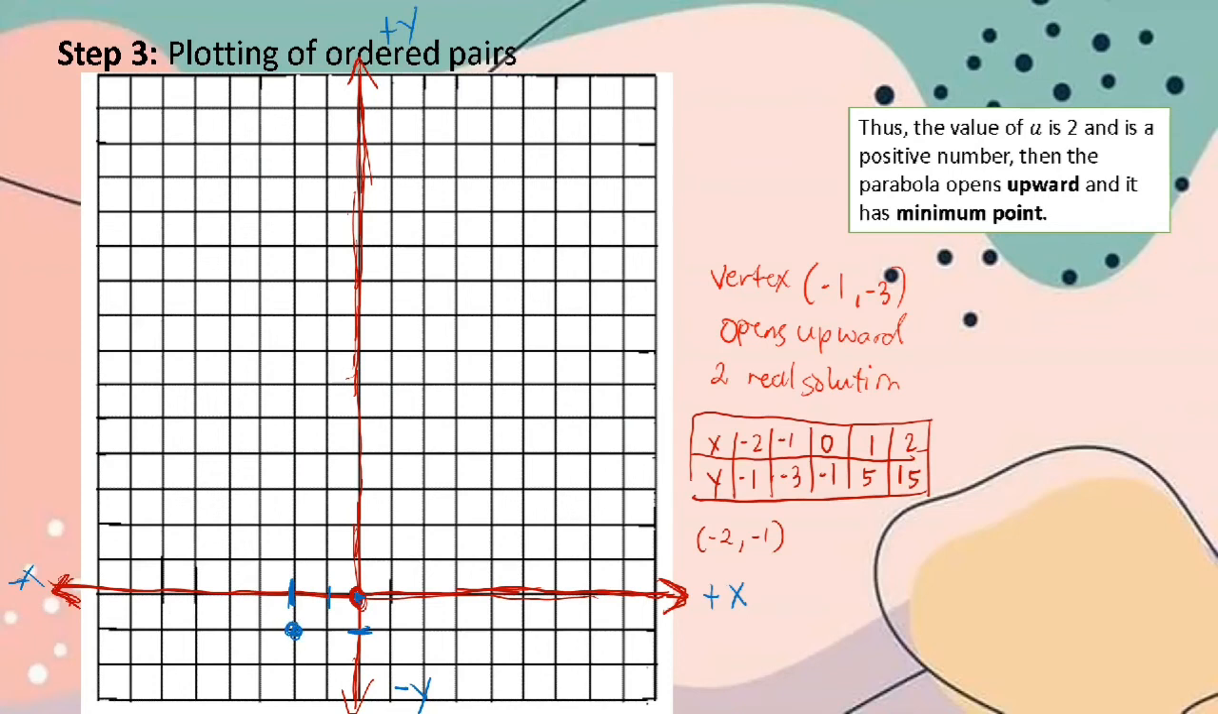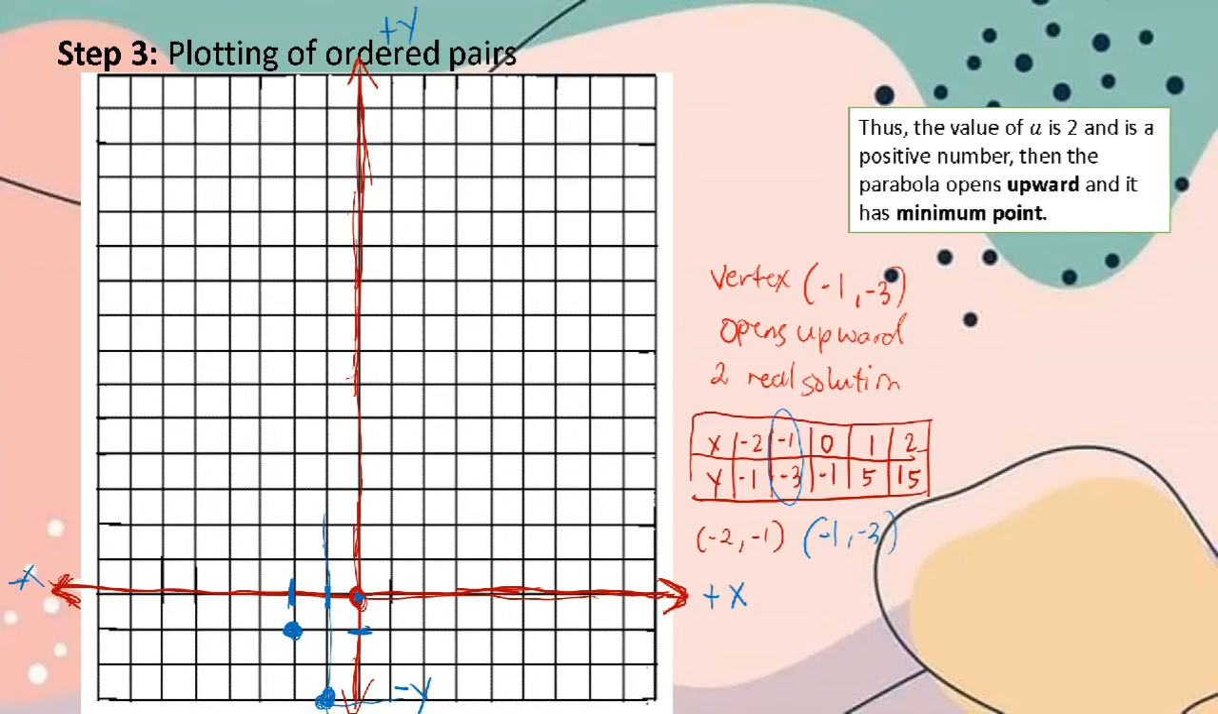Next naman na coordinate na meron tayo. So, after this, ito naman yung coordinate natin. Negative 1 and negative 3. So, negative 1 na x, ito yung negative 1 natin. And then, yung ating negative 3 nasa baba. So, this one is the coordinate of negative 1 and negative 3.